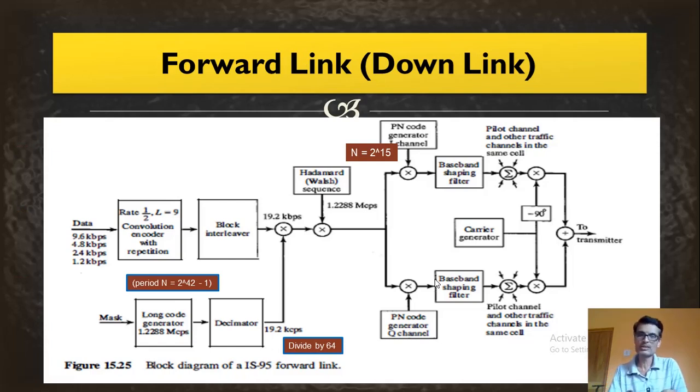Now, coming to this block diagram, I'll explain one by one the forward link and the reverse link, that is the downlink and the uplink communication. This is just a modulator part. Just look at this diagram. This block diagram represents only the modulator section of the forward link, that is communication happening from the base station to the mobile station.